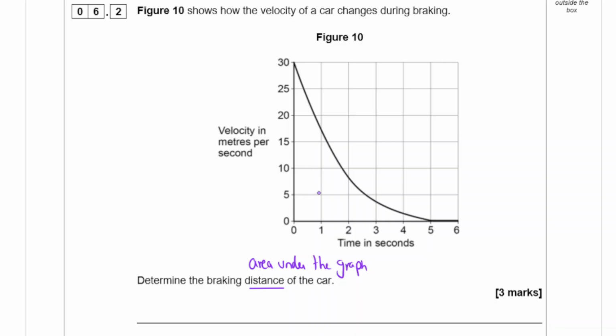So the area for one box, 5 times 1 is 5. So if I count the number of boxes, 1, 2, 3, 4, let's say this and that is 5, 6, 7, 8, and close to 9. Yeah, I didn't count that as well. So that's 9 boxes.